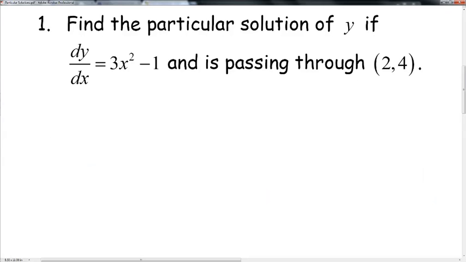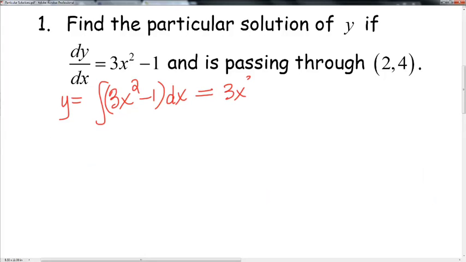Alright, number 1, find the particular solution of y if the derivative is equal to 3x squared minus 1, and it's passing through the point 2, 4. And so we can just go ahead and take our antiderivative. So our y is going to be equal to the antiderivative of 3x squared minus 1 dx, which is, if I take the antiderivative, I'm going to get 3x to the third over 3 minus x plus my constant. As you notice, your 3's are going to cancel.